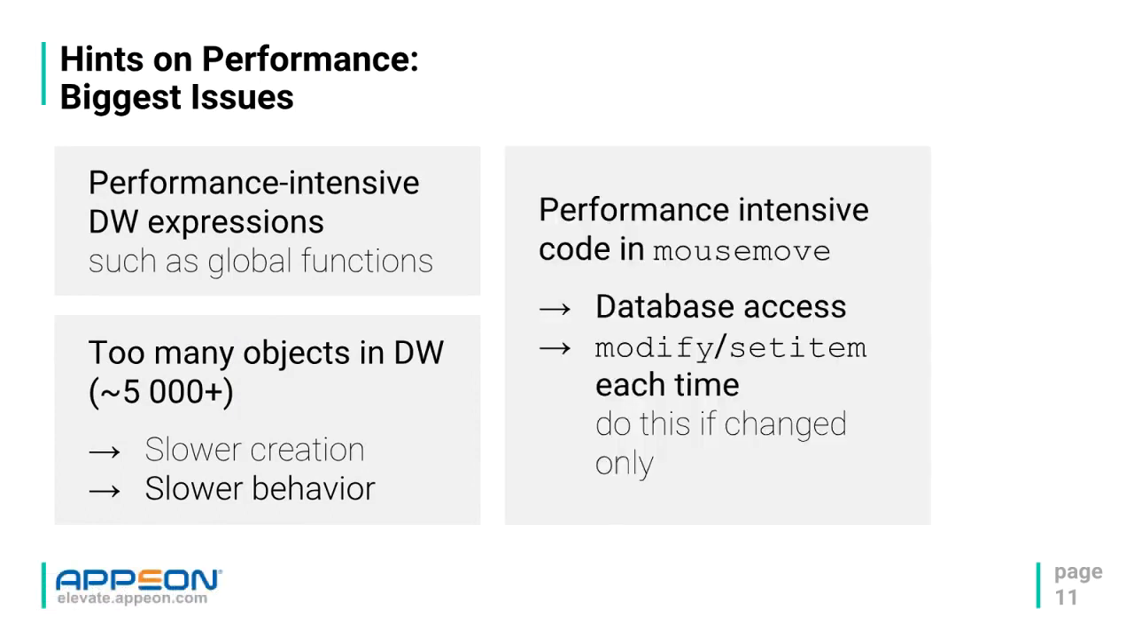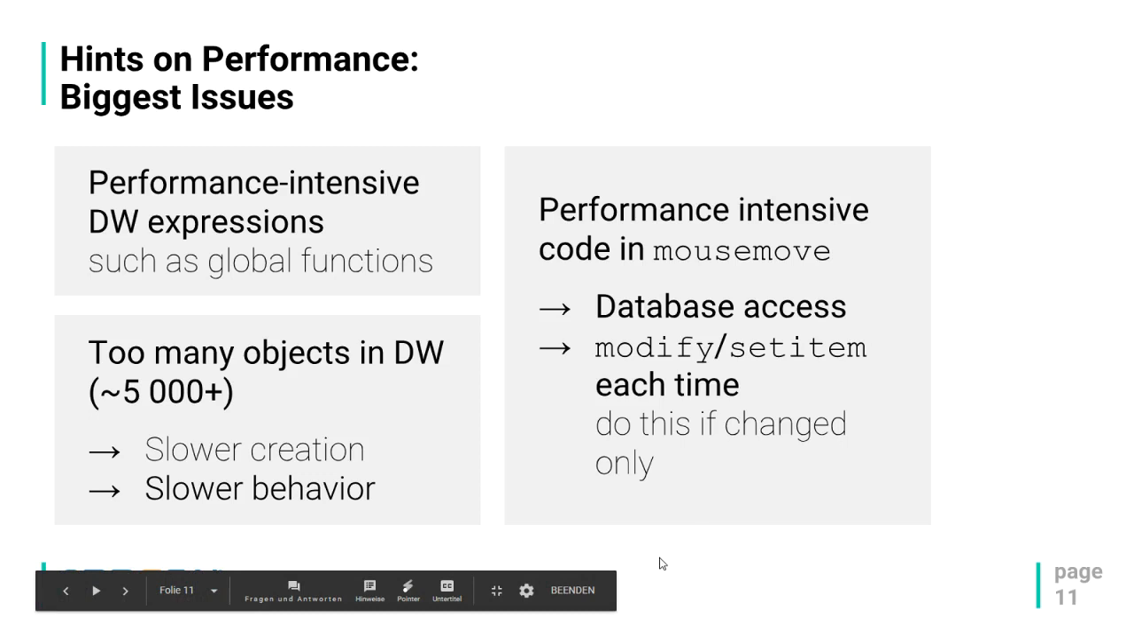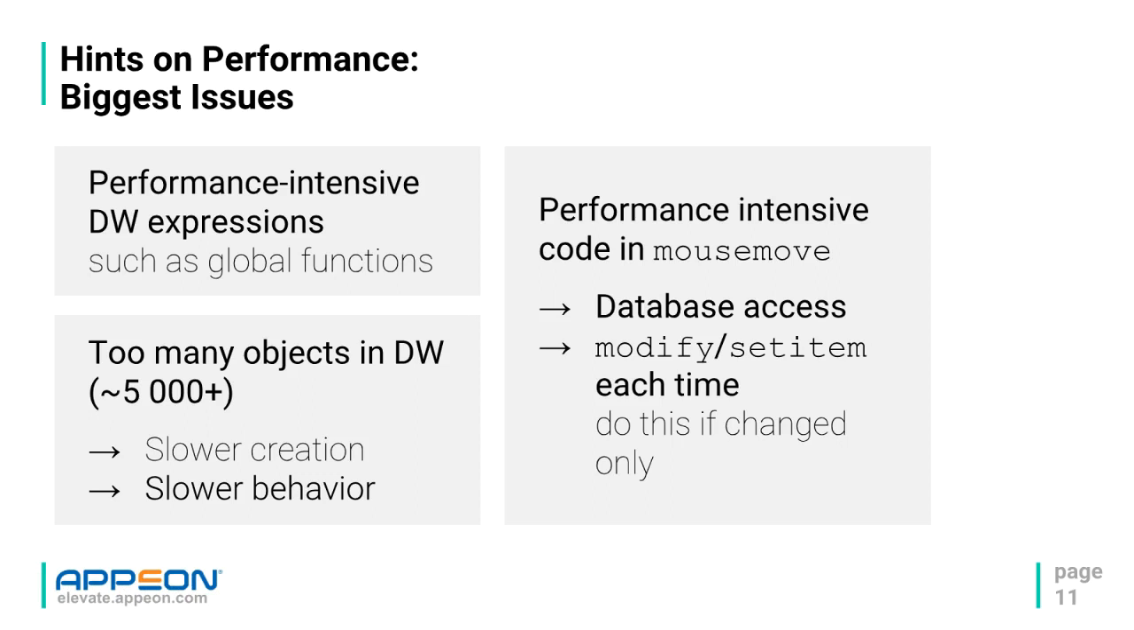Okay, and you shouldn't do performance intensive code in mouse move. So you should never do database access in the mouse move. And there's a hint to optimize that mouse move event. If you do a modify or a set item each time, that's horrible. But you just need to check if anything has really changed, and only do modify or set item if there were changes, and that's going to optimize your performance a lot.